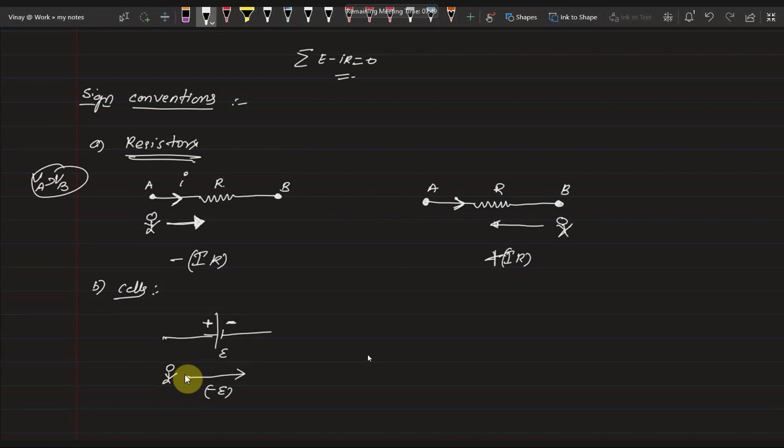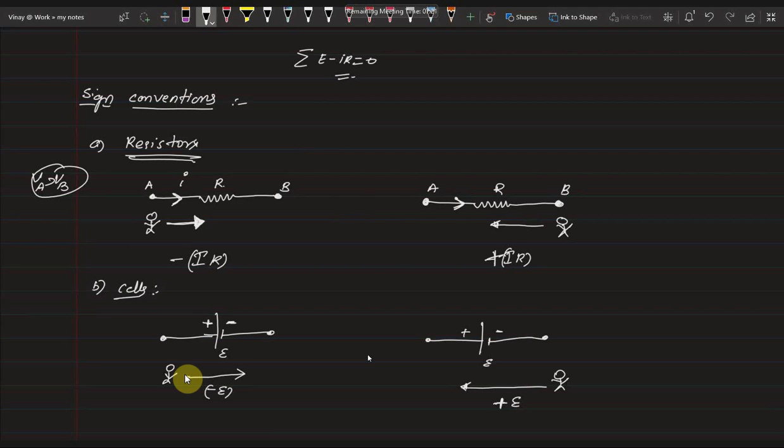And similarly, I'll take a cell of EMF E, and this is positive, this is negative. We are moving from the negative terminal of the battery to the positive terminal of the battery. Then EMF is taken as positive. Please remember this.